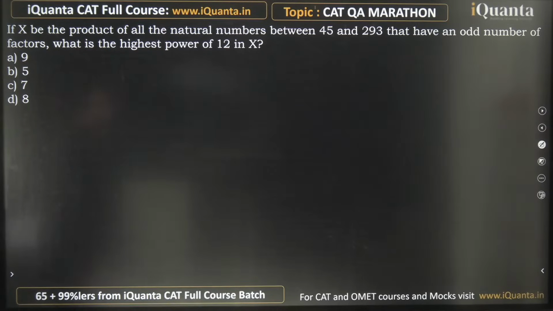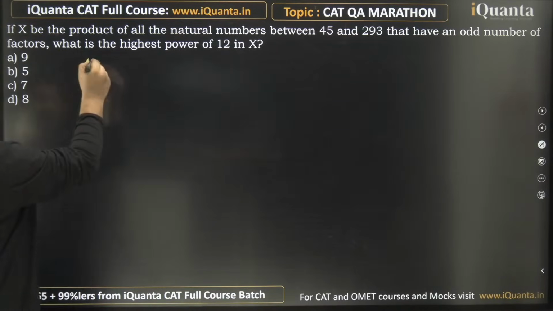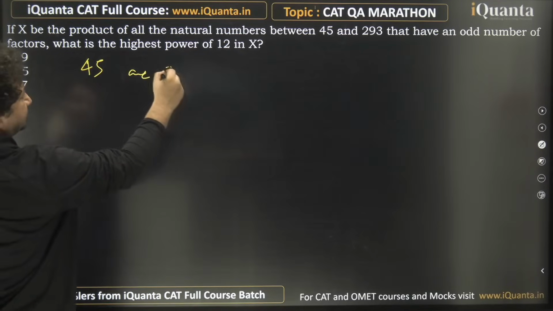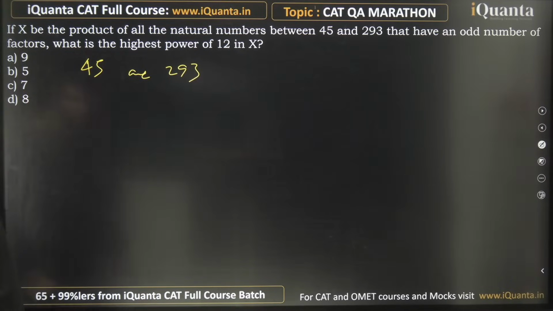When I say something has got odd number of factors, that means we are talking about perfect squares, isn't it? Nishant, my extreme terms are not included. Never. 45 and 293. So basically when you have odd number of factors, that happens with perfect squares. Only perfect squares have odd number of factors.